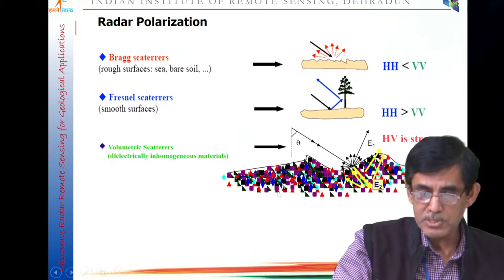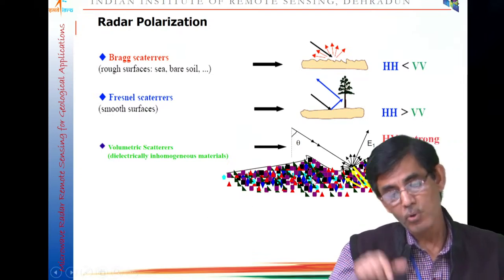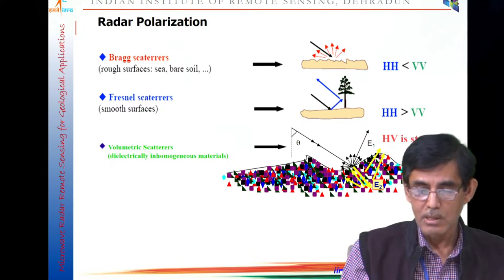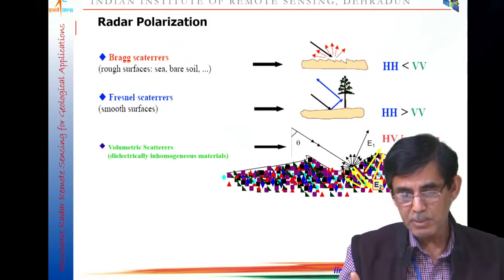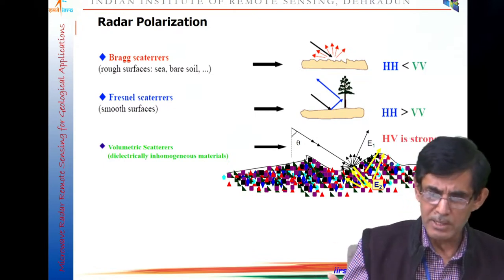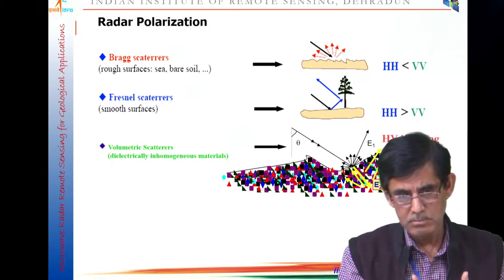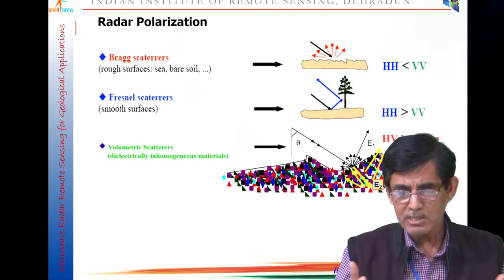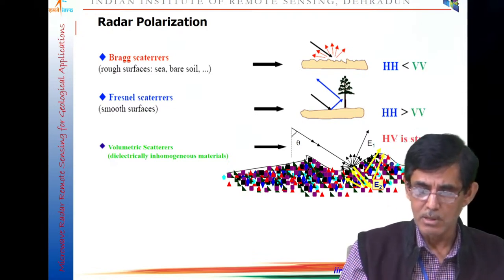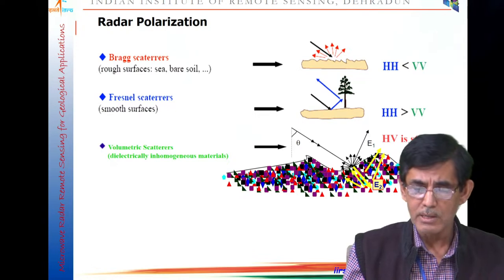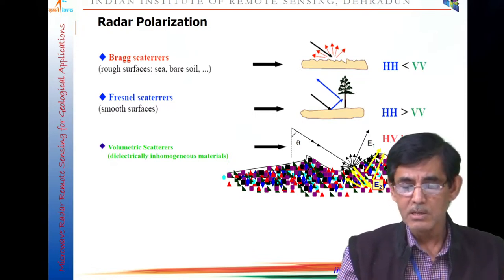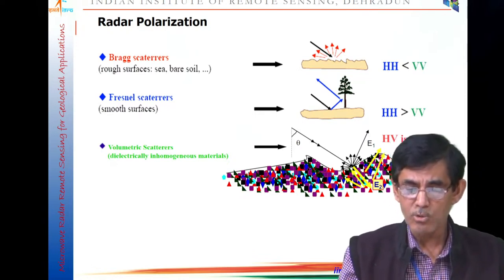Now, in case of volume scattering, what happens? Your radar wave goes inside the volume of the material, then interacts with different particles. Multiple bounces happen, and after that it comes back. That is why it is known as volume scattering. Volume scattering will be strong where the material is dielectrically inhomogeneous, dielectrically heterogeneous, where the materials are loose.